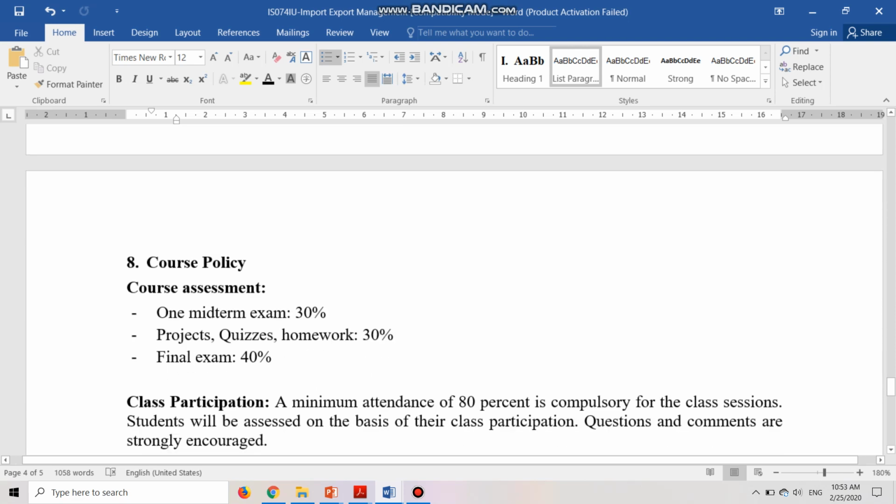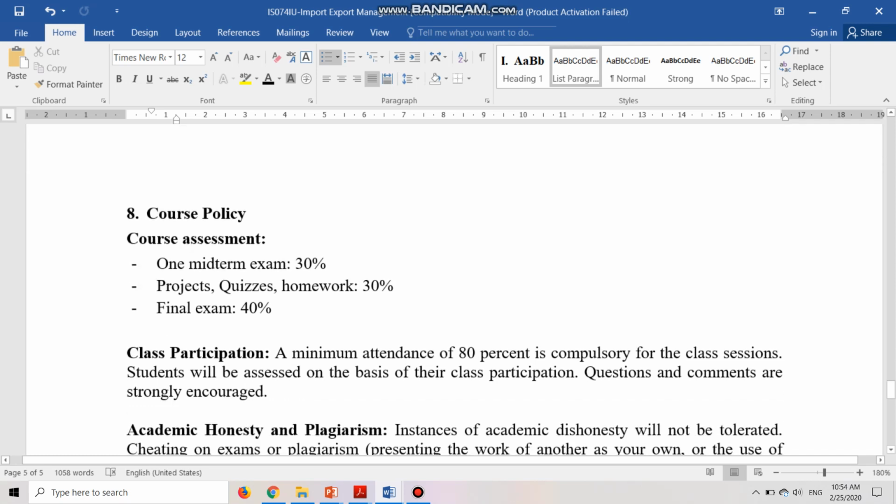So the cost assessment, we will have one midterm exam that takes 30% of your overall score. You have projects, quiz, and homework that takes 30%, and final exam will take 40% of your overall score.